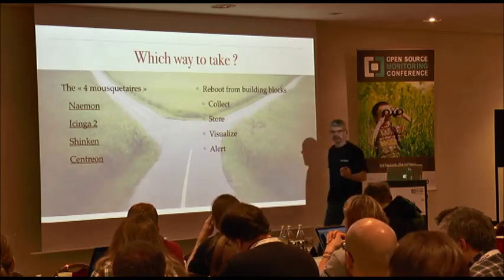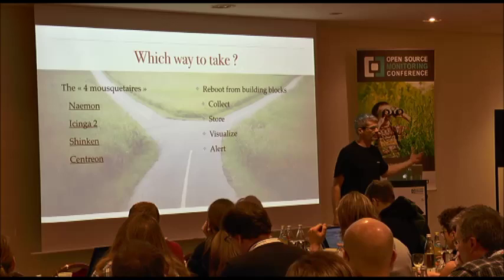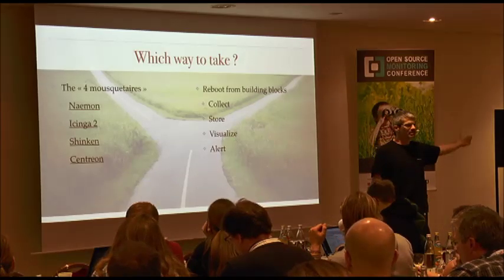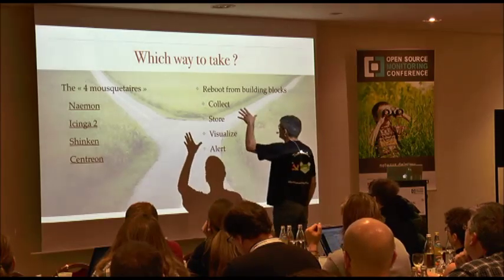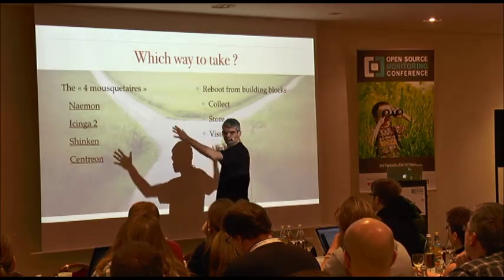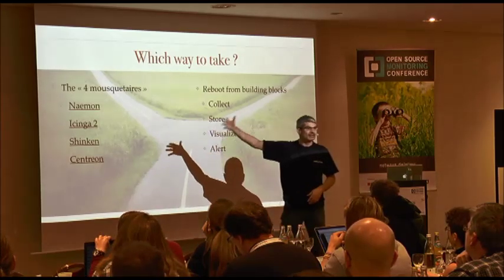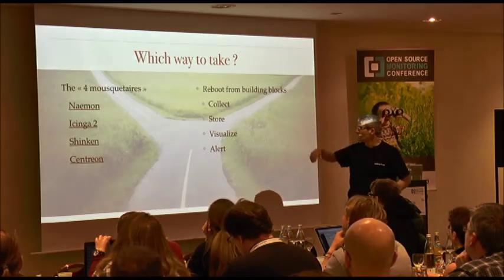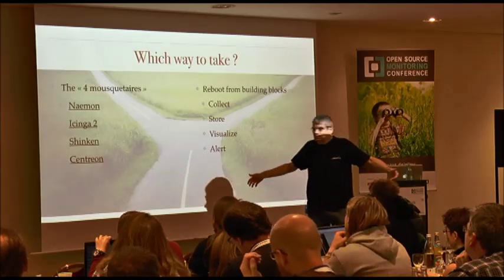The big question, if you want to leave Nagios: it's like an old wife. You have been living with her for 10 years. It's not easy to leave. You have basically two routes to take, two roads. You can continue on the same logic as Nagios. And these are what I call the four musketeers. I'm French.